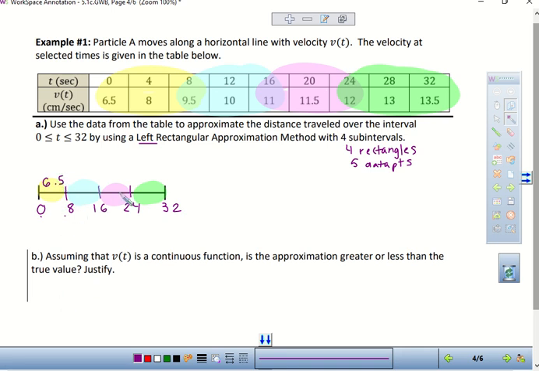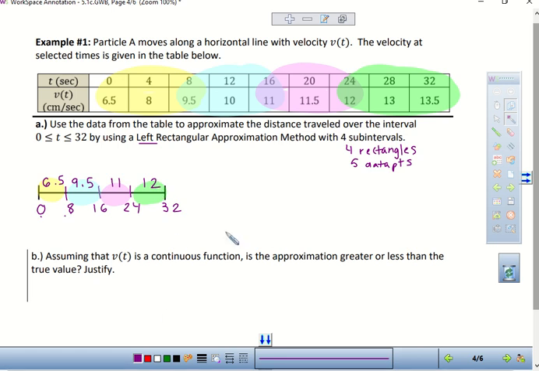From 8 to 16, it's left, so 8 is determining 9.5. So you remember if it was midpoint, it would be the middle number, which would be 12, giving 10. Yeah. So for 16 to 24, 16 is determining the height because it's left, so it's going to be 11. And then for the last one, 12. So you're starting to get the idea of the difference between the three.